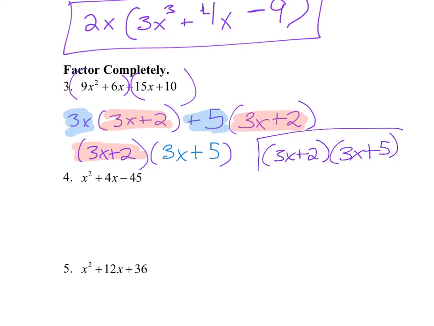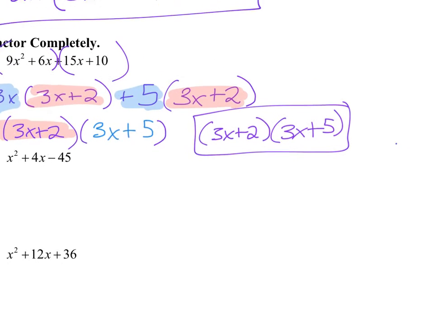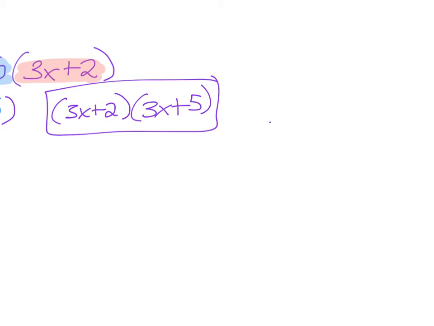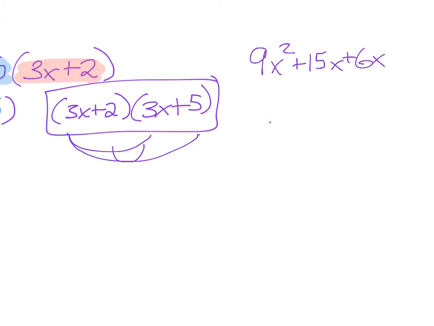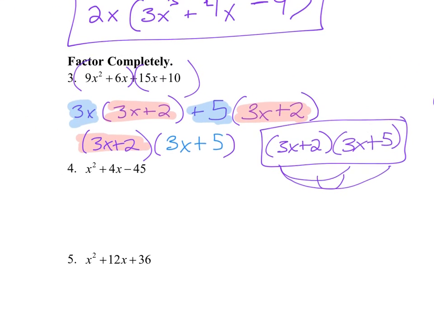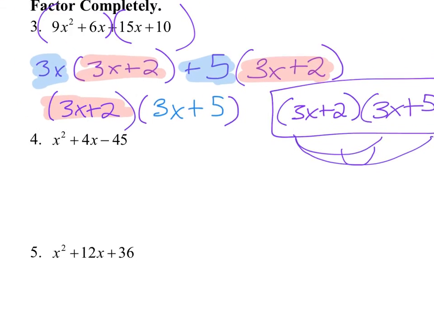Now I can check this by multiplying those. If I FOIL these, I get 3x times 3x. I get 15x, and I get 6x, and I get 10. And if you look, sure enough, slightly different order, but that's what I had.